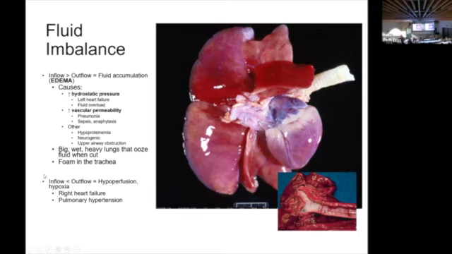And then the converse of fluid overload would be hypoperfusion and hypoxia. So that can be due to things like right heart failure, pulmonary hypertension, the lung is just not getting enough blood flow.